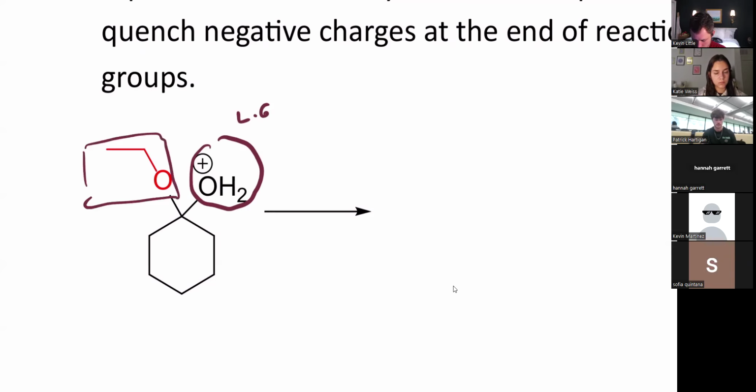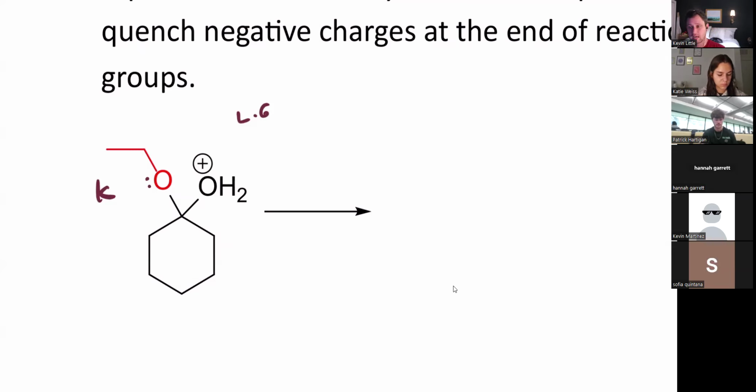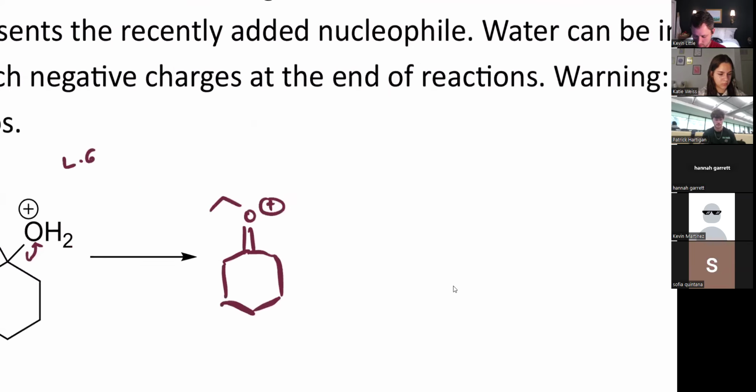This would be my kicking group. I'm not going to circle that. I'm just going to say kicking group because it's the only thing with lone pairs. My leaving group already has the extra proton, so I don't have to do anything else. I can just collapse and kick, which is the step that forms this here. And I won't give you one on the test.